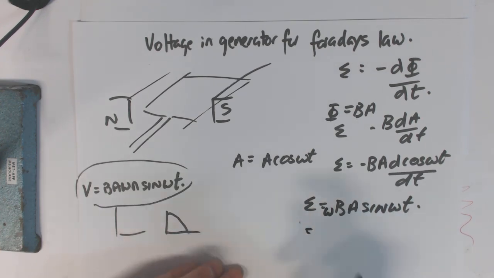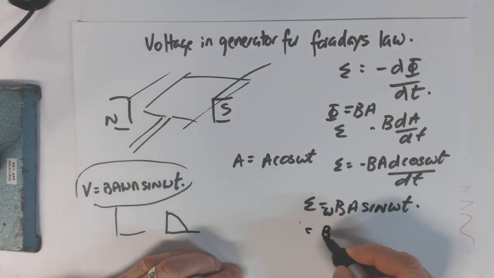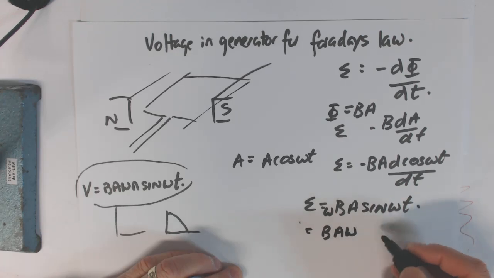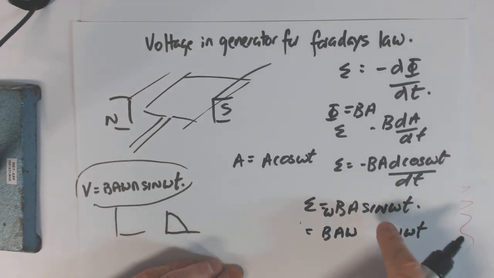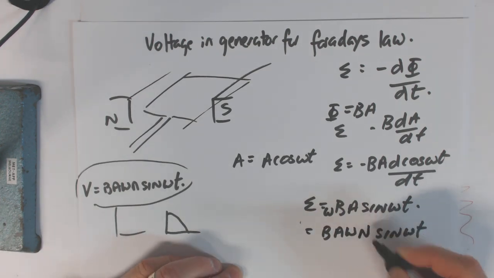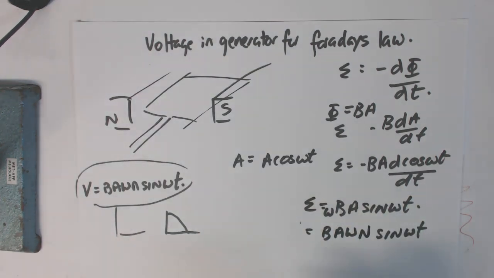So I think we can already see that our formula is coming along: B A omega sine omega t, and the n is just for more than one turn. And we've got the same formula. We've done it with the Lorentz force law, V equals BLV, which we derived, and now we've done it with Faraday's clever little law.